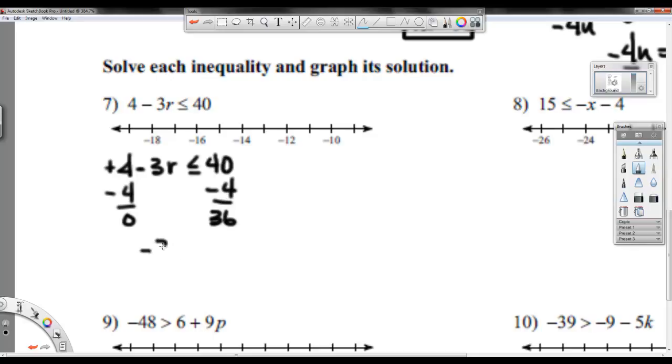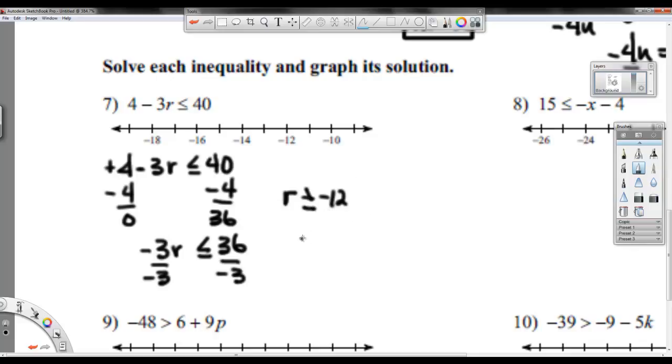Now look at my equation. Negative 3r is less than or equal to 36. We need to divide by the negative 3 on each side. This goes to 1, which will give us r. 1 times r is r. Divide this by negative 3, and now I have r something negative 12, right? Well, we know it's less than or equal to right here, so if I divide by a negative number, that thing has to switch directions.